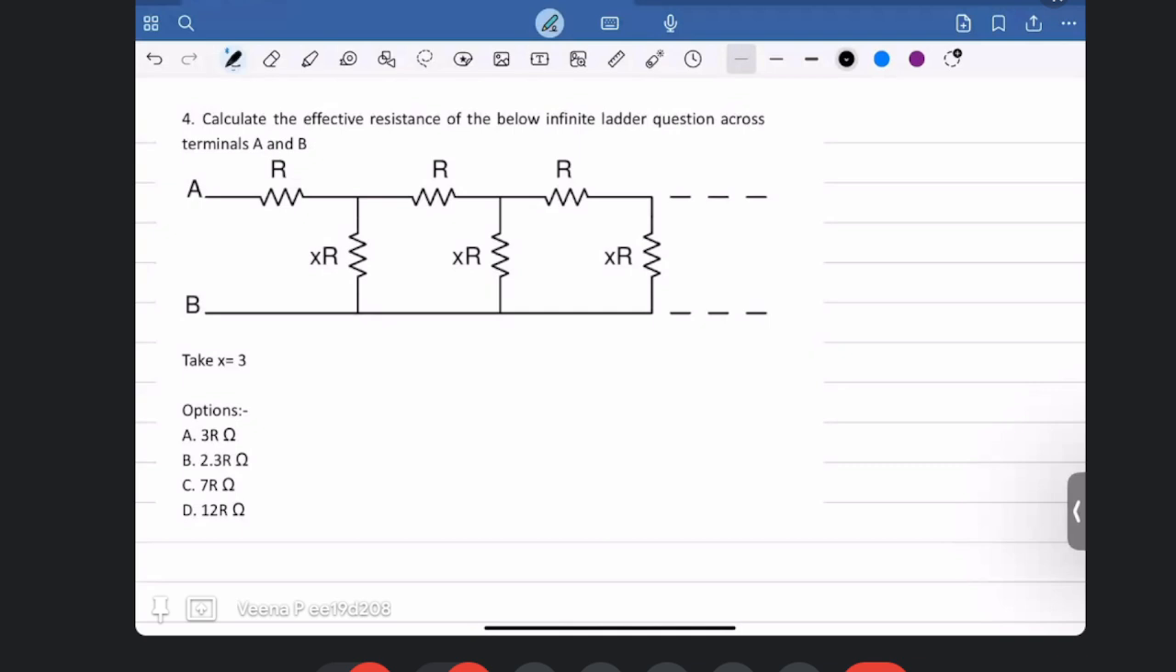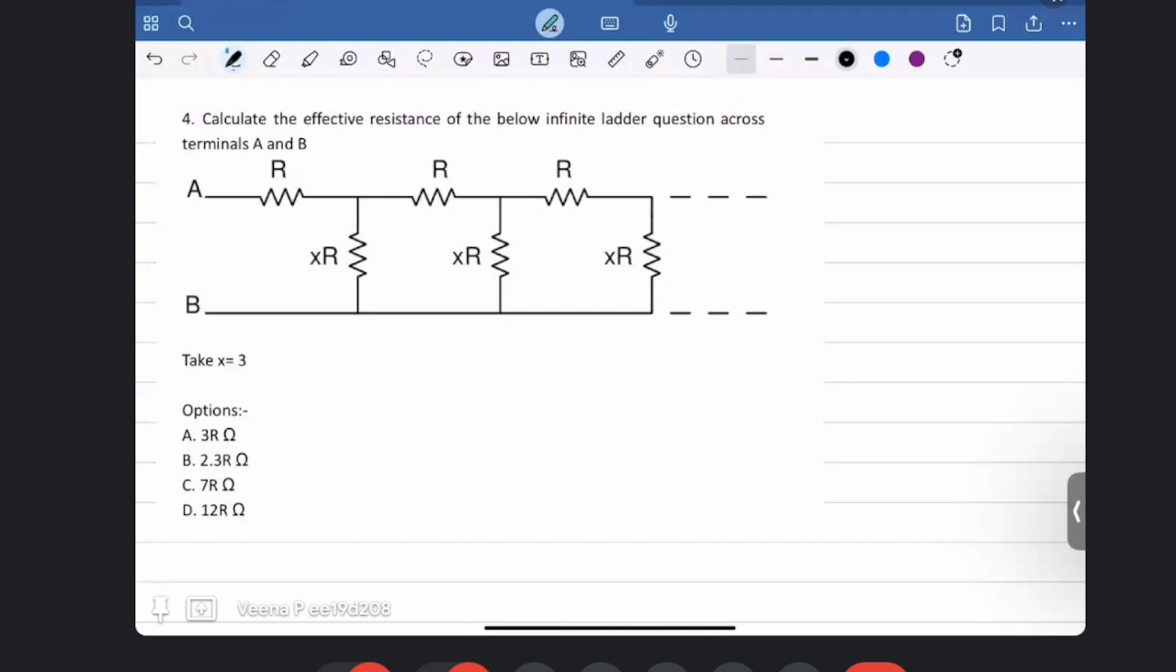So you have an infinite ladder, which means this portion, which is R connected to an XR, that branch will continue to infinity. So for every infinite ladder question, you should first identify the smallest repeating block. In this case, it is this portion. This R and XR keeps on repeating.